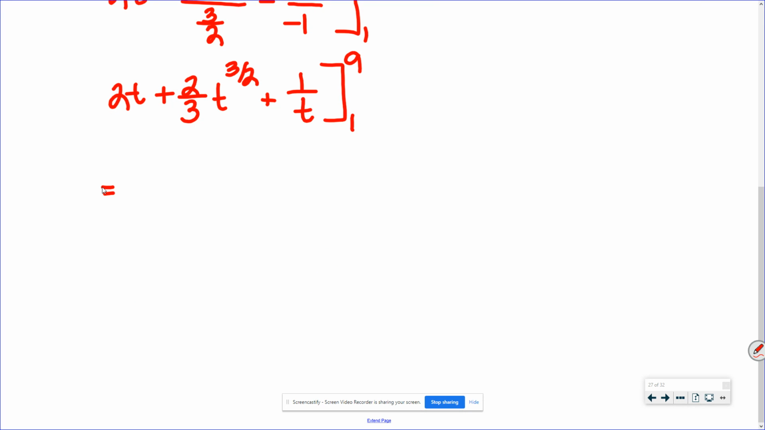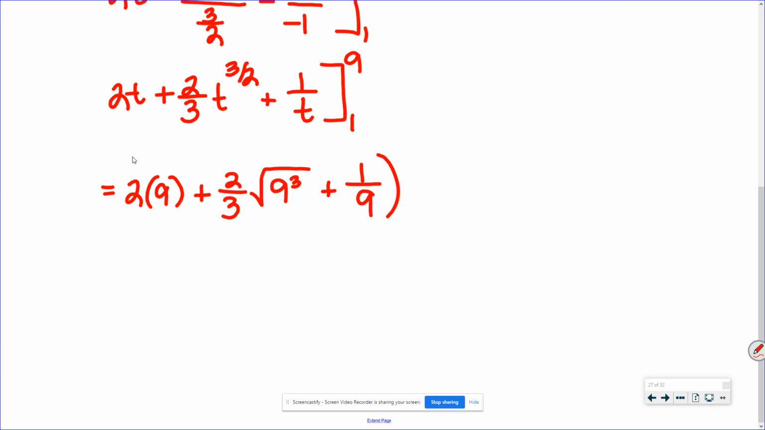All right, let's plug everything in now. So now we have 2 times, we're plugging in 9 first. 2 times 9 plus 2/3. Maybe I'll rewrite this even as well, because this would be the square root of 9 to the 3rd power plus 1 over 9. Okay, minus, now we go back through and we plug in 1.